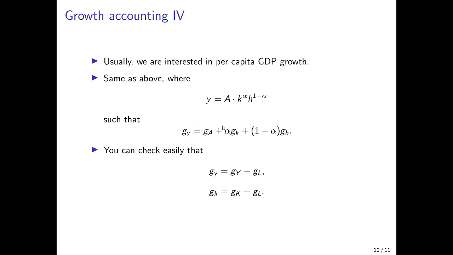If we take again the logarithm and time differentiate afterwards, we would get that growth in per capita GDP is growth in productivity plus alpha times growth in the capital intensity plus 1 minus alpha times growth in human capital intensity, if you will. And then you can easily check also that per capita GDP growth is just the difference between growth of aggregate output and growth in the number of workers. And growth in the capital intensity is growth in aggregate capital minus growth in the number of workers. So everything is internally consistent here.